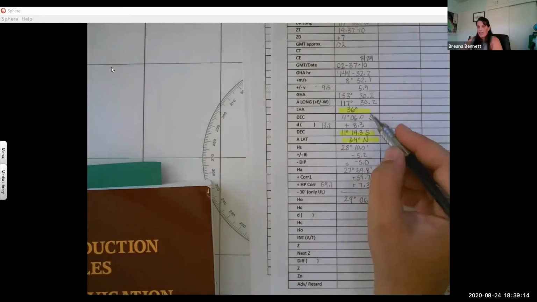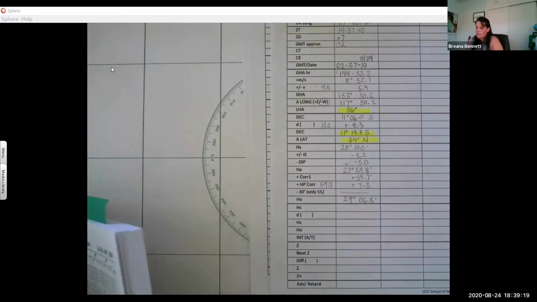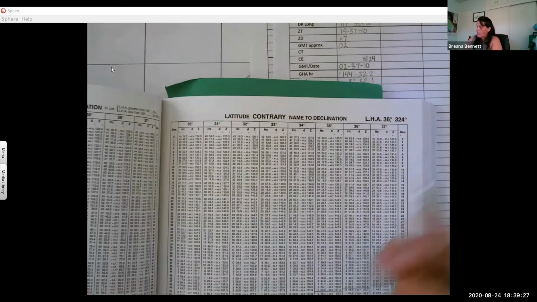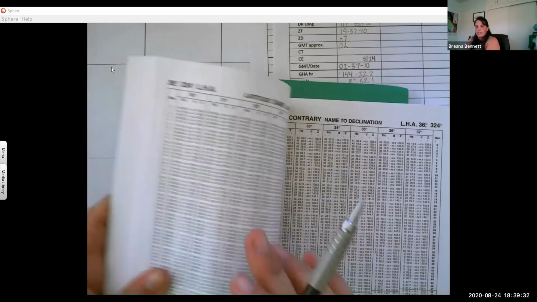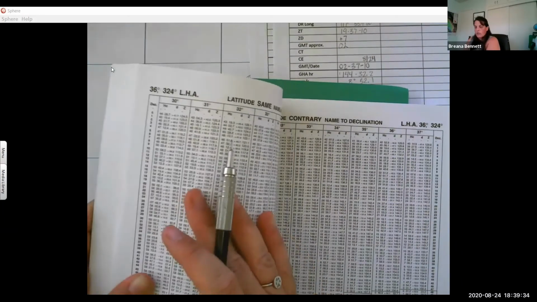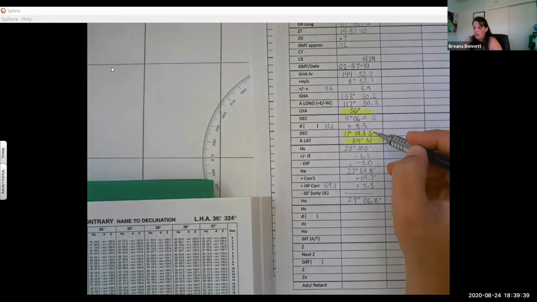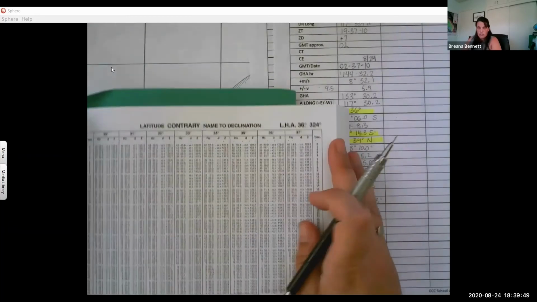So I have an LHA of 36. Here's my LHA of 36. I have a latitude of 34 on both sides, LHA 36, latitude 34. But am I contrary or the same? So I had a south declination, but I'm in the northern hemisphere. So I'm going to be contrary, on the contrary side.